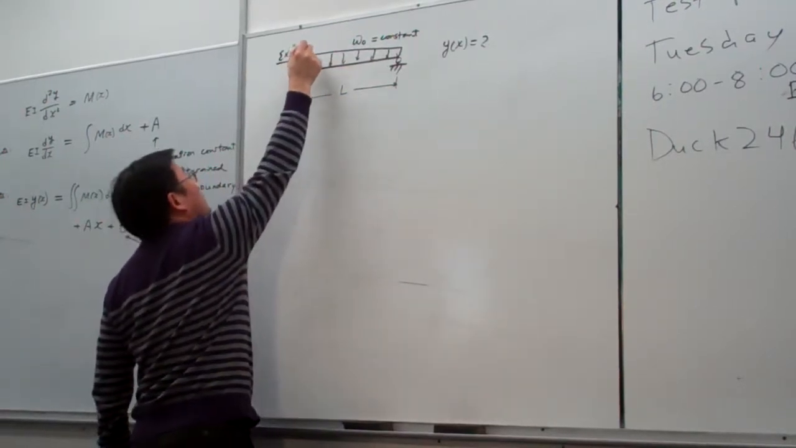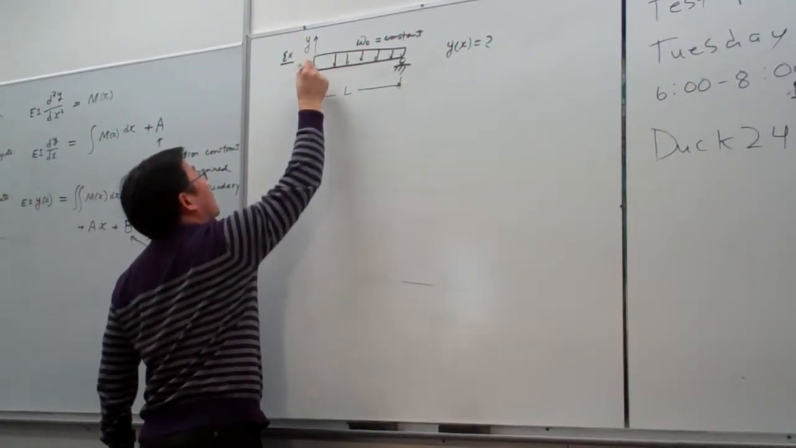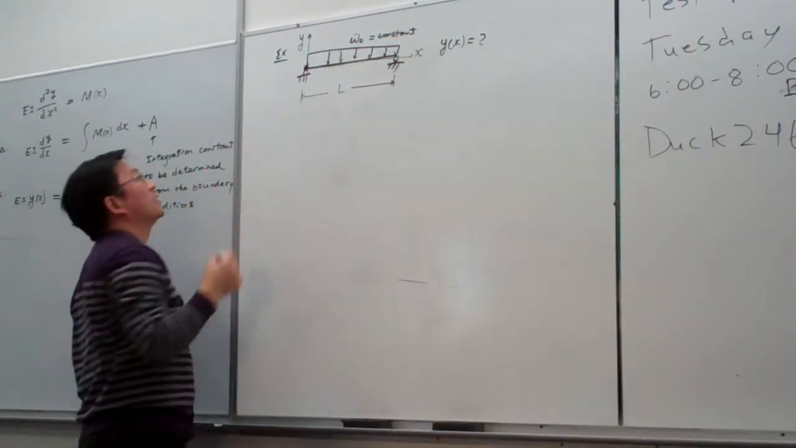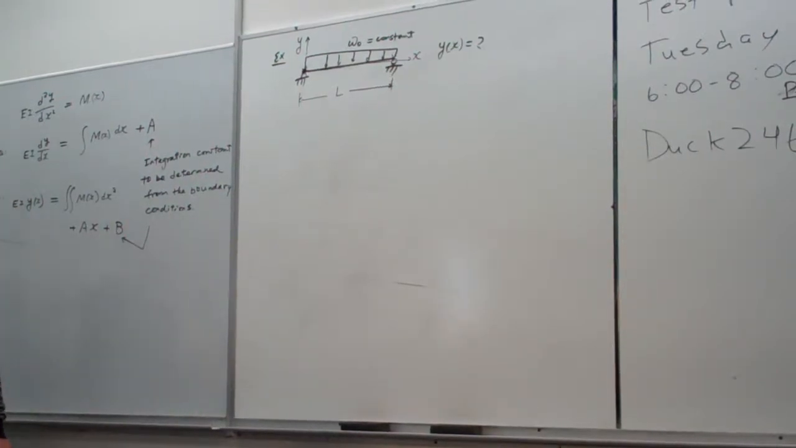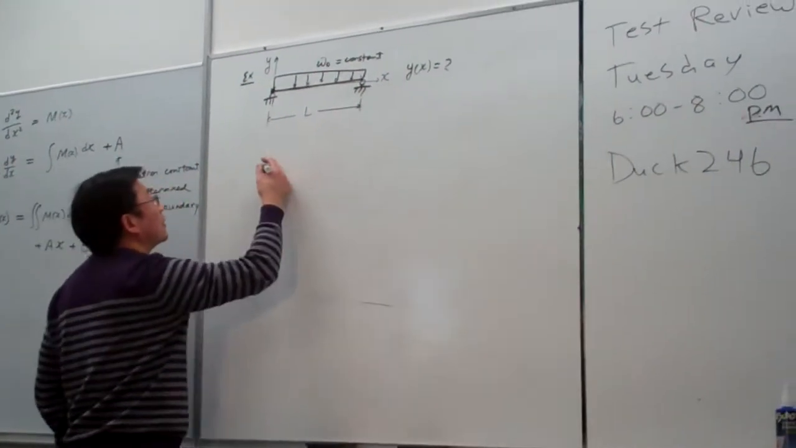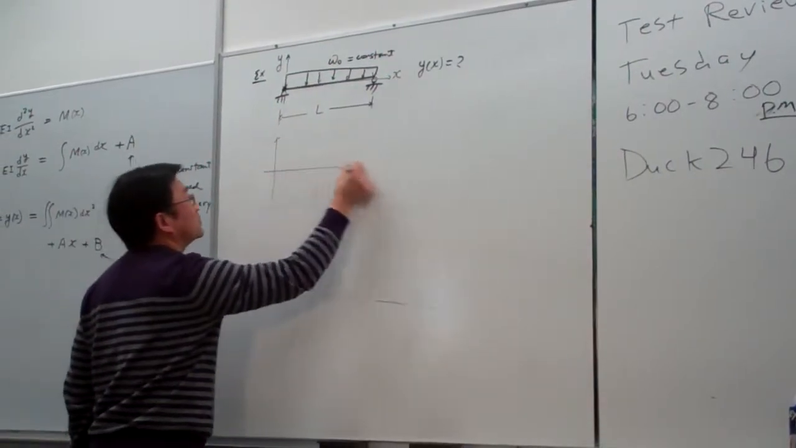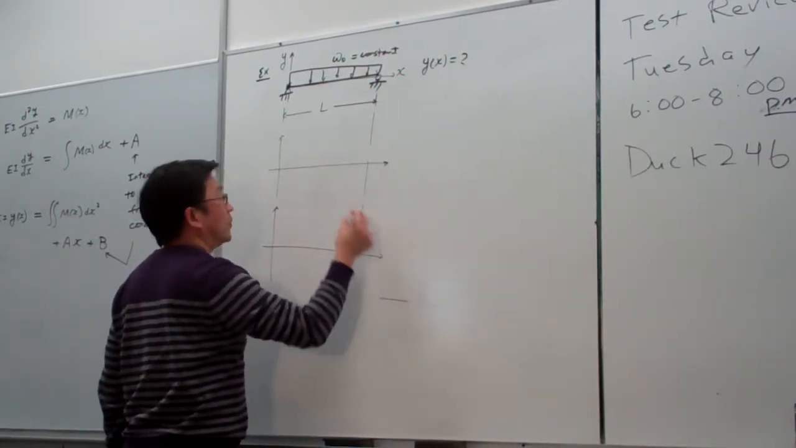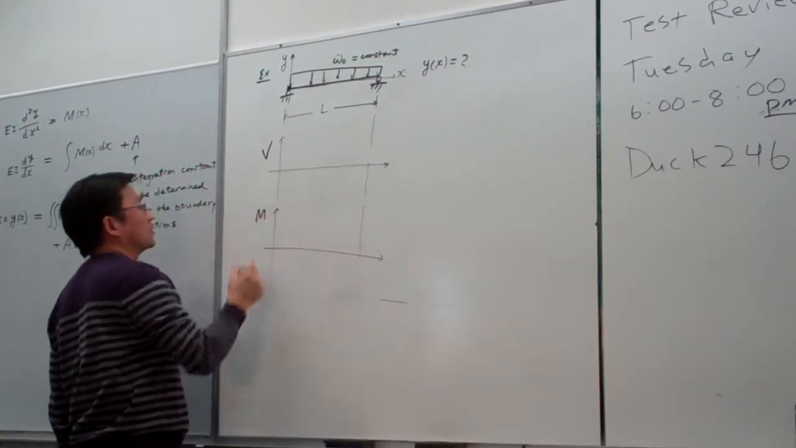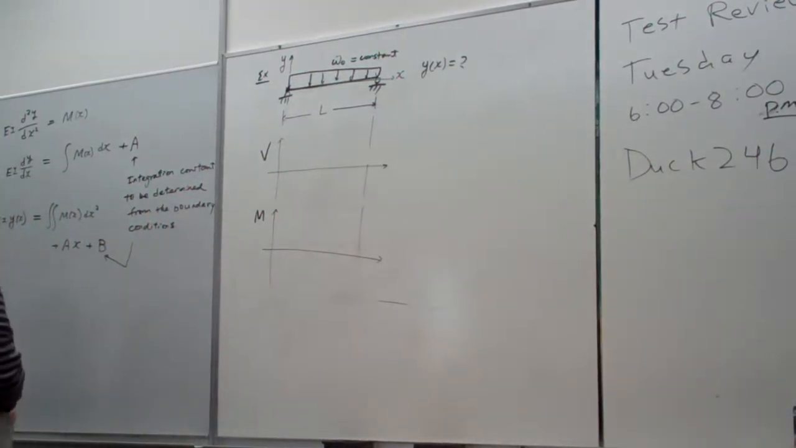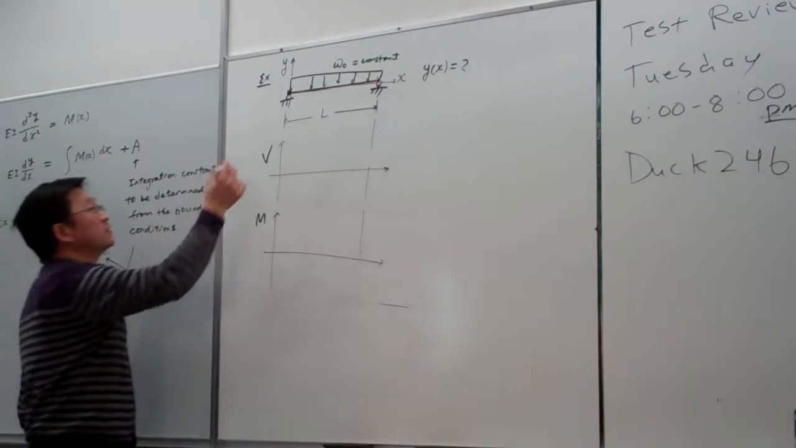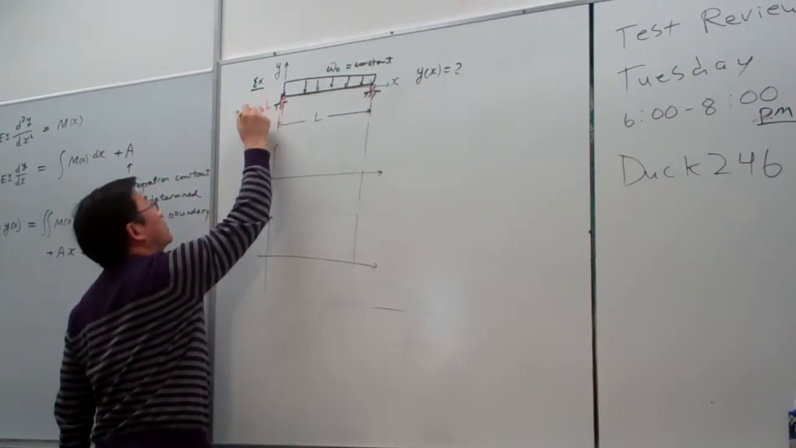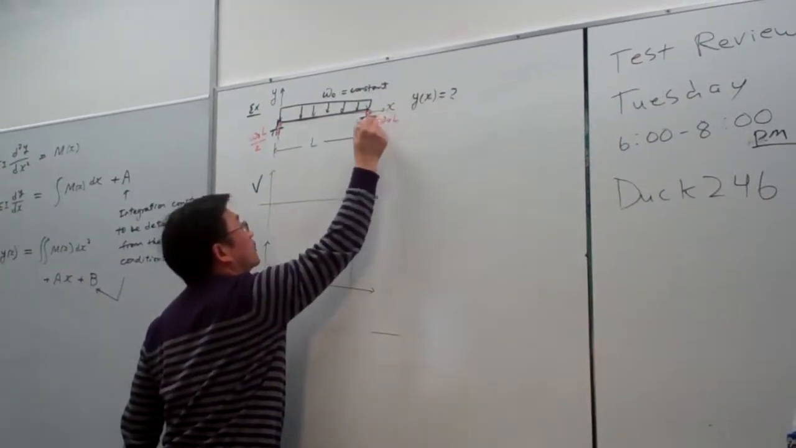And usually we place the coordinate system with the origin at the left hand side. That is where we measure the x. So for this case, we try the shear and bending moment curves, which we are familiar with. From this case, we have to calculate the reaction here. So for the reaction, this will be omega 0 L divided by 2.